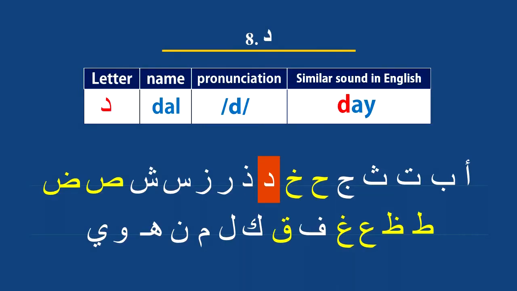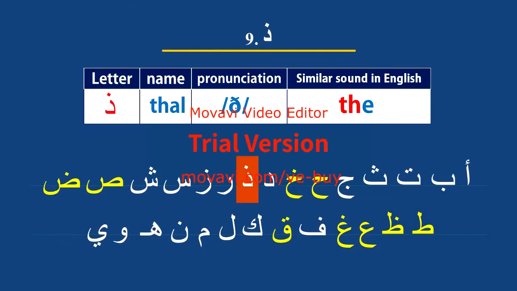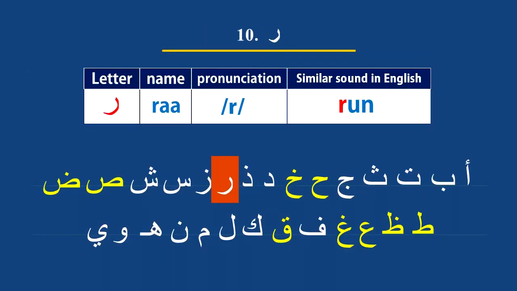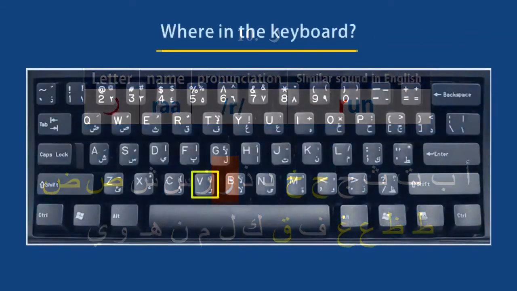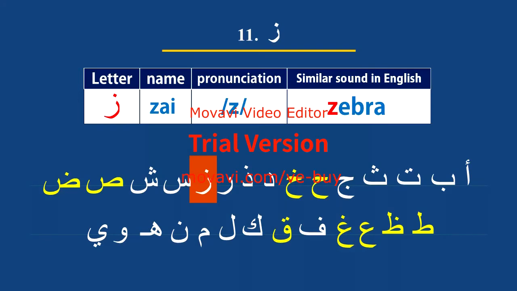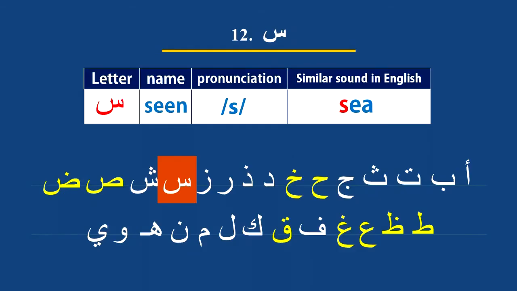Dal has the pronunciation of d, just like the d of day, and it can be found with the larger than key. Dhal has the pronunciation of dh, just like the th of the. That sounds funny. And we can find it with the light key. Ra has the pronunciation of r, just like the r of ran, and it can be found with the v key. Zain has the pronunciation of z, just like the z in zebra, and it can be found with the shorter than or the dot.